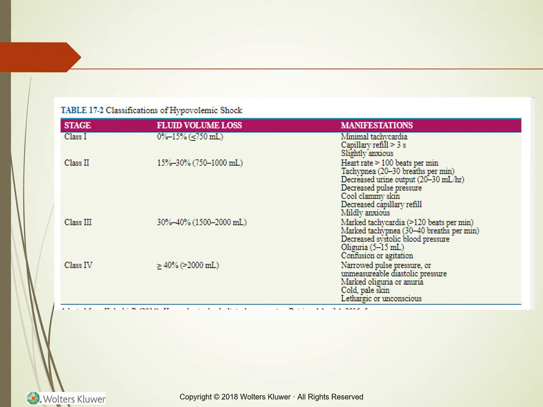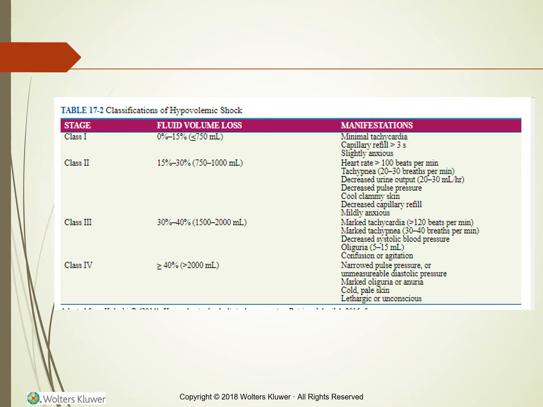There are 4 classifications of hypovolemic shock: Class 1, 2, 3, and 4. Class 1 is a fluid volume loss of 0 to 15%, less than or equal to 750 milliliters. It manifests as minimal tachycardia, cap refill is slower, greater than 3 seconds, the person is slightly anxious, the heart rate is over 100 beats per minute.